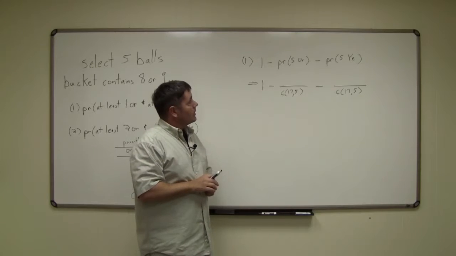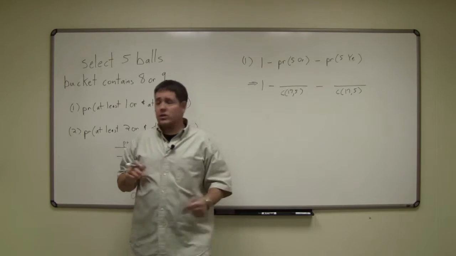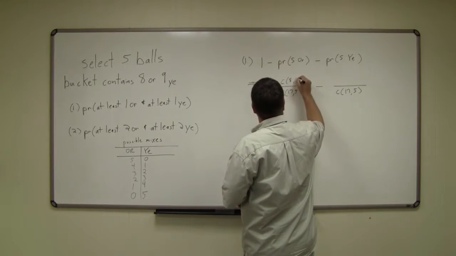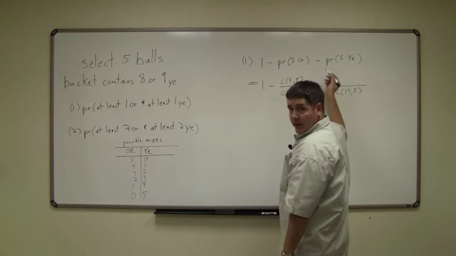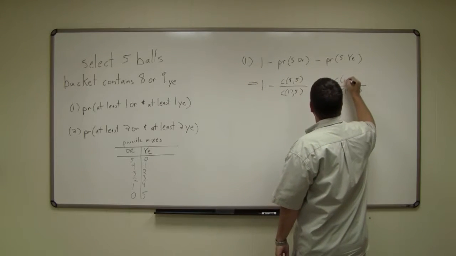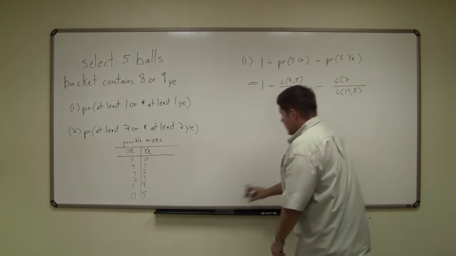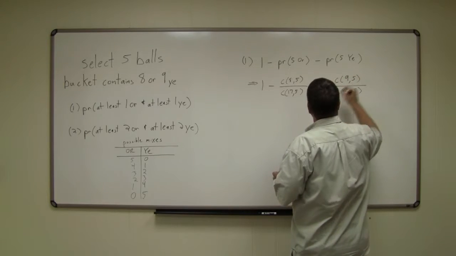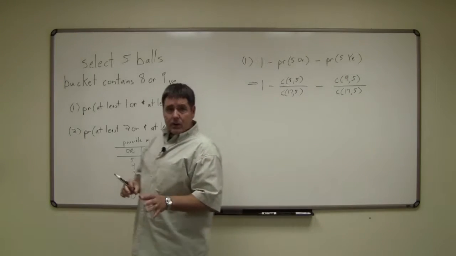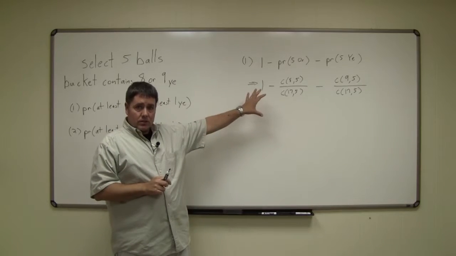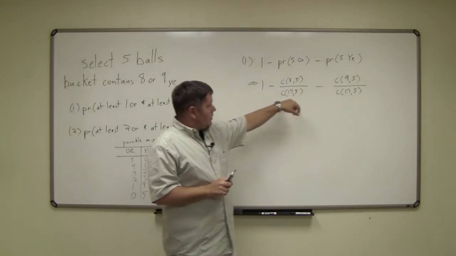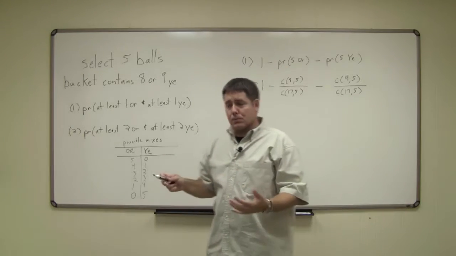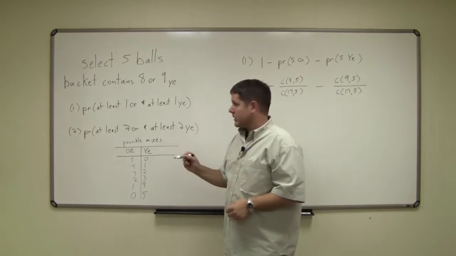All right, on the top, in this case, I need to get 5 orange. There are 8 orange available. So here we would say of the 8 available orange, I need 5. Over here, we need to get 5 yellows. So we would say out of the 9 available yellows, I need to get 5. And so I figure out the combinations, and this is my answer. Take 1 minus the probability of getting all orange, minus the probability of getting all yellow, and that leaves me with the probability of getting at least 1 of each.